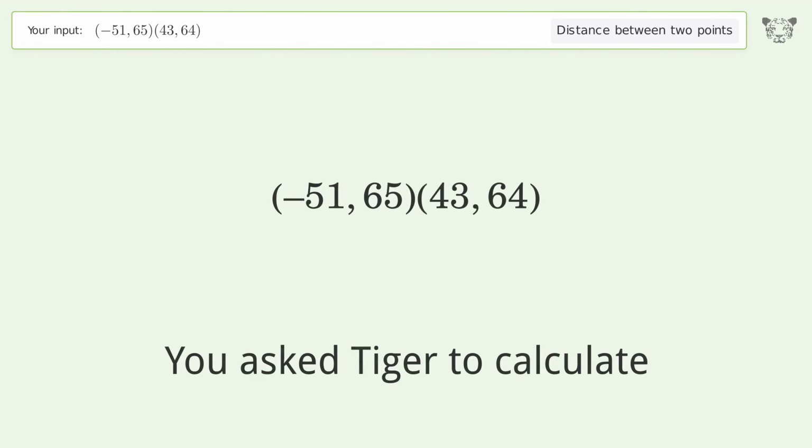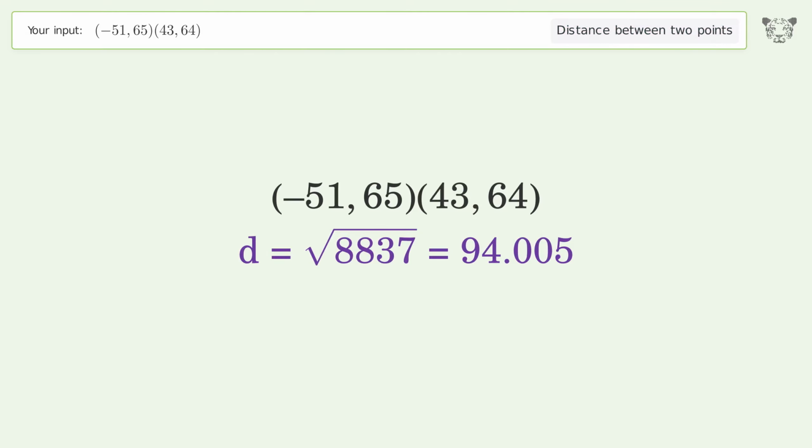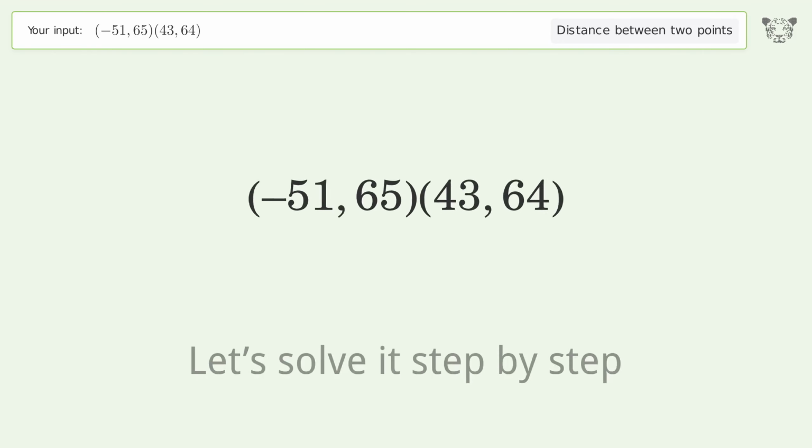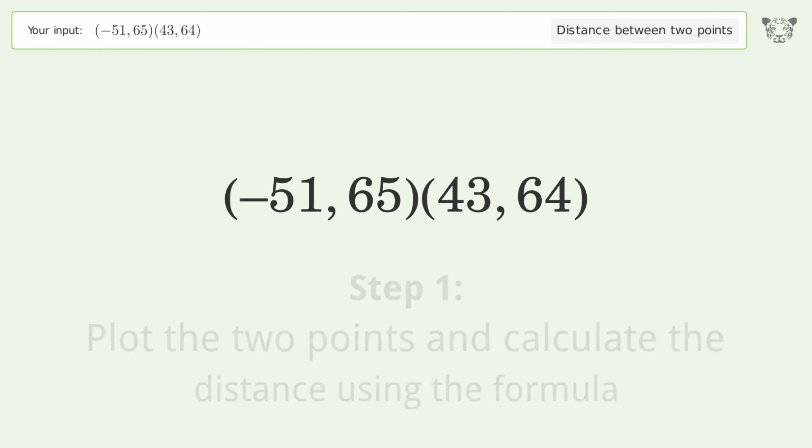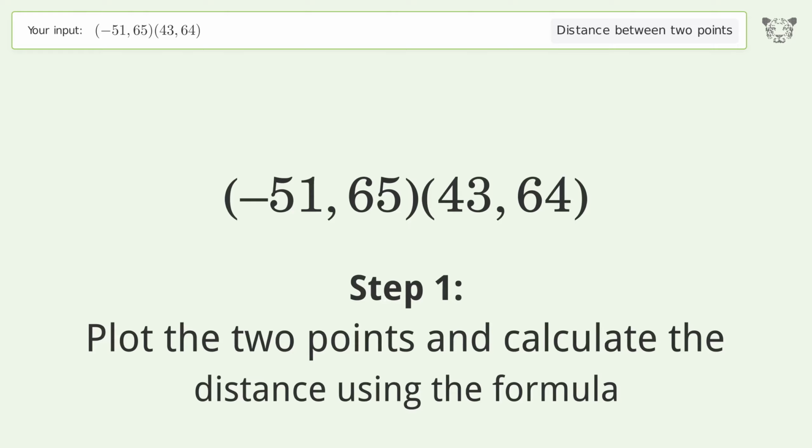You ask Tiger to calculate. This deals with the distance between 2 points. The distance between the 2 points is the square root of 8,837, or 94.005. Let's solve it step by step. Plot the 2 points and calculate the distance using the formula.